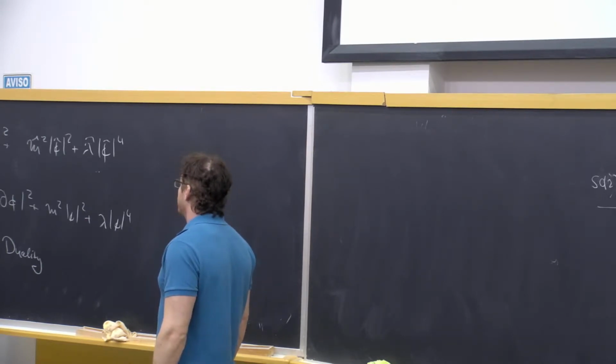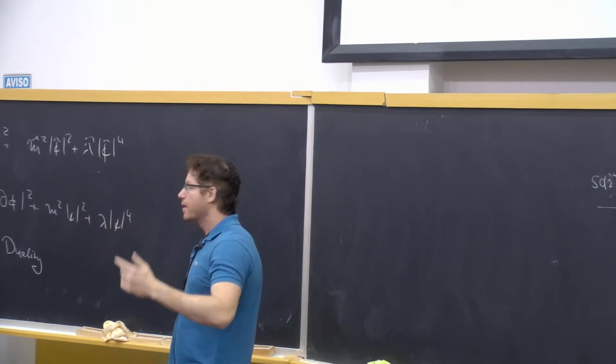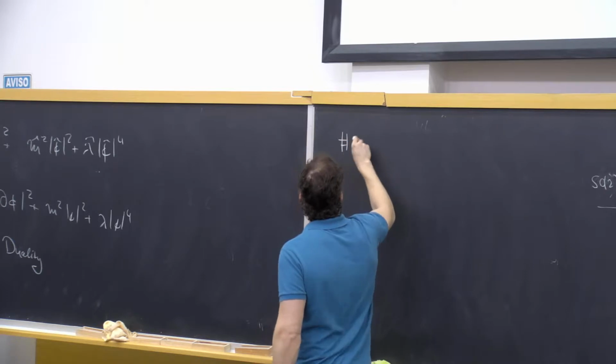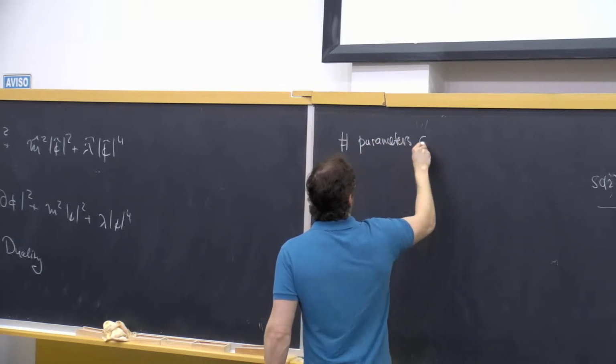Yeah, you could say that even the number of degrees of freedom doesn't match. So this looks insane. So many things work out, but the number of parameters doesn't match.